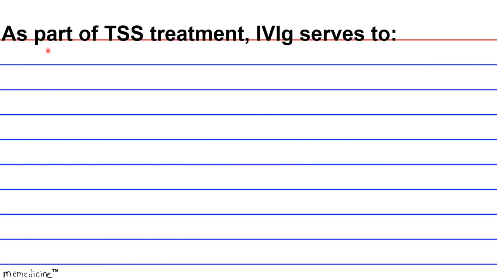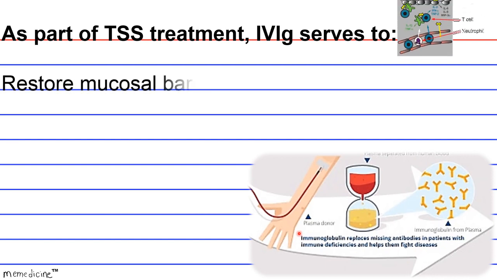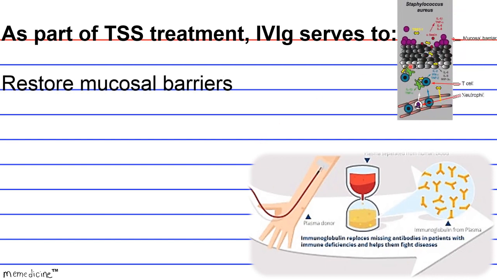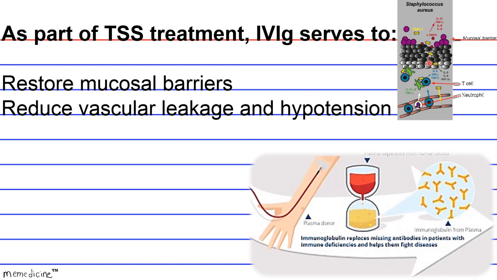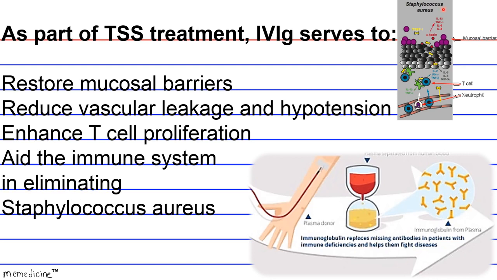As part of TSS treatment, IVIG serves to A. Restore mucosal barriers, B. Reduce vascular leakage and hypotension, C. Enhance T cell proliferation, or D. Aid the immune system in eliminating Staphylococcus aureus. I'll give you a moment to decide.